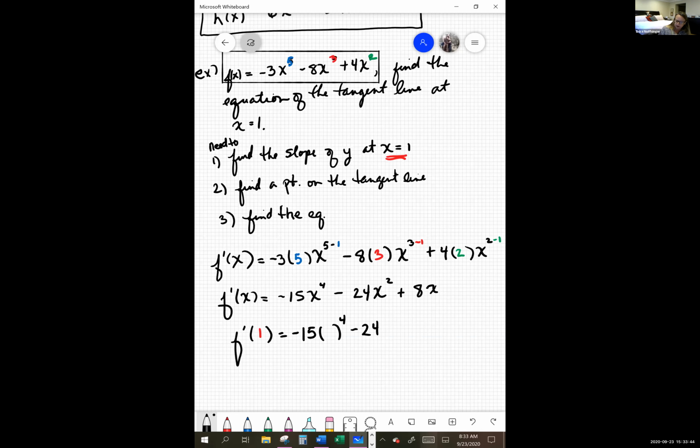Okay, so now knowing b, knowing our slope, we have our equation of our tangent line. Y is equal to our slope, negative 31x, plus b, which was 24.